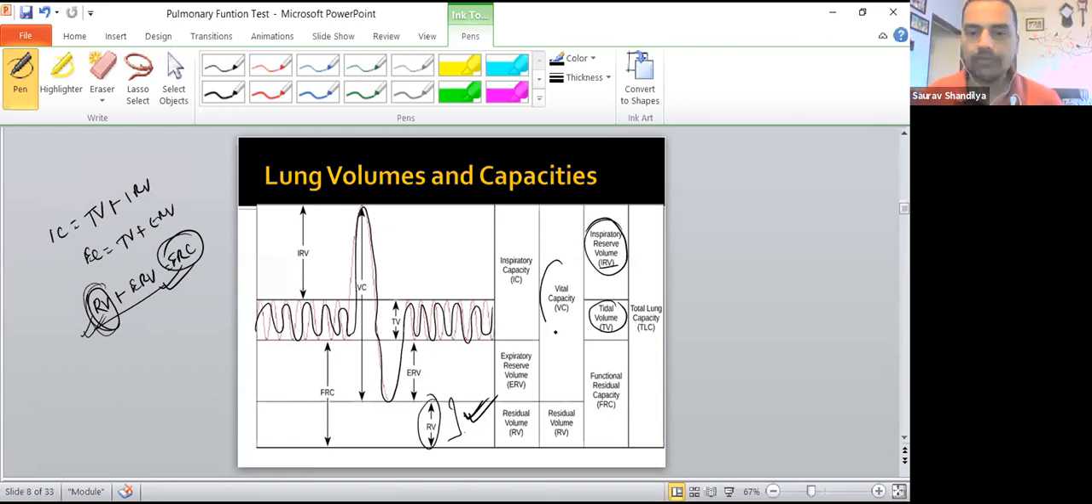And then of course we have the vital capacity. Vital capacity is completely breathing in and then completely breathing out. So it is an addition of what? TV, IRV, and ERV. This is how the vital capacity is. All three together make the vital capacity.